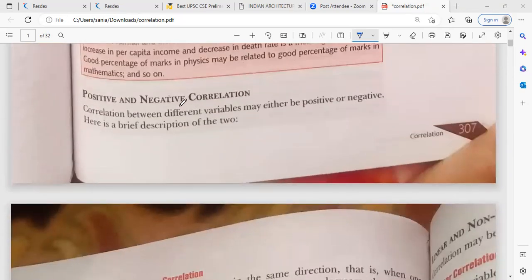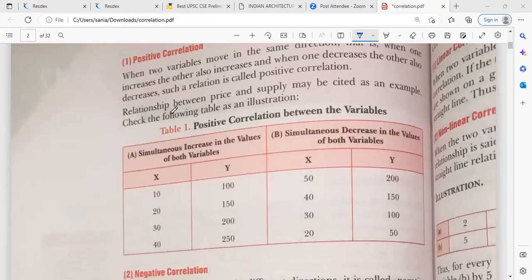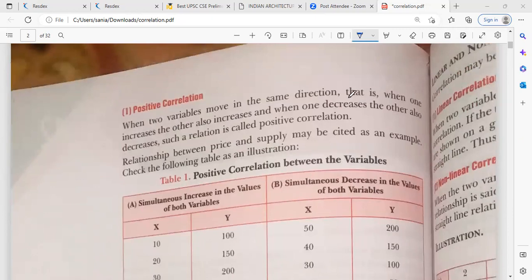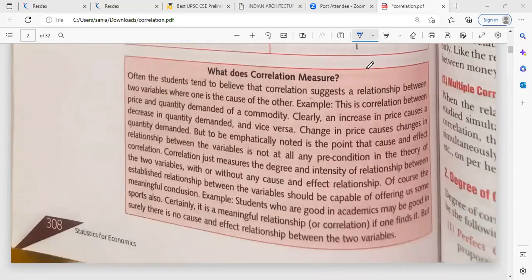Now there are two things. One is positive and one is negative correlation. So what is positive correlation? When the variables move in the same direction. That means if one is increasing, the other one is also increasing. That is a positive correlation. The second one is negative: when the two variables change in different directions, that is called negative correlation.